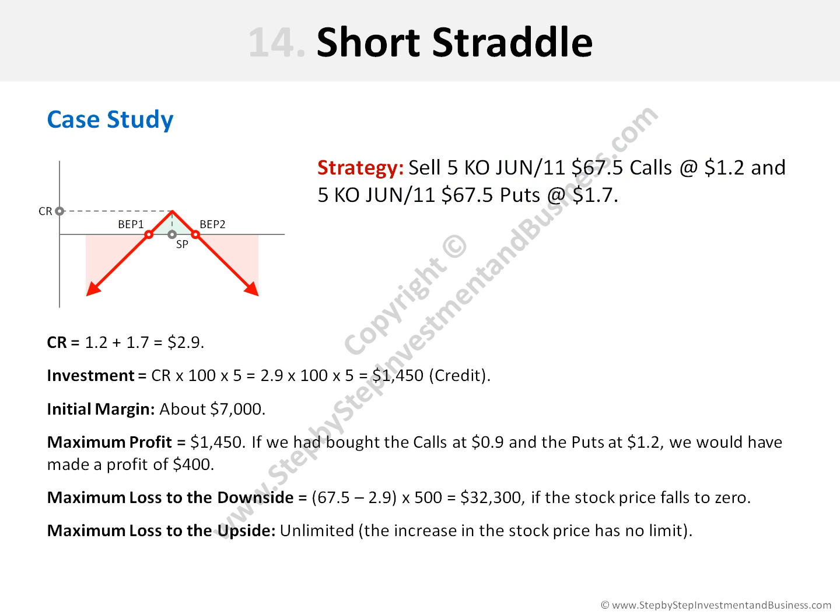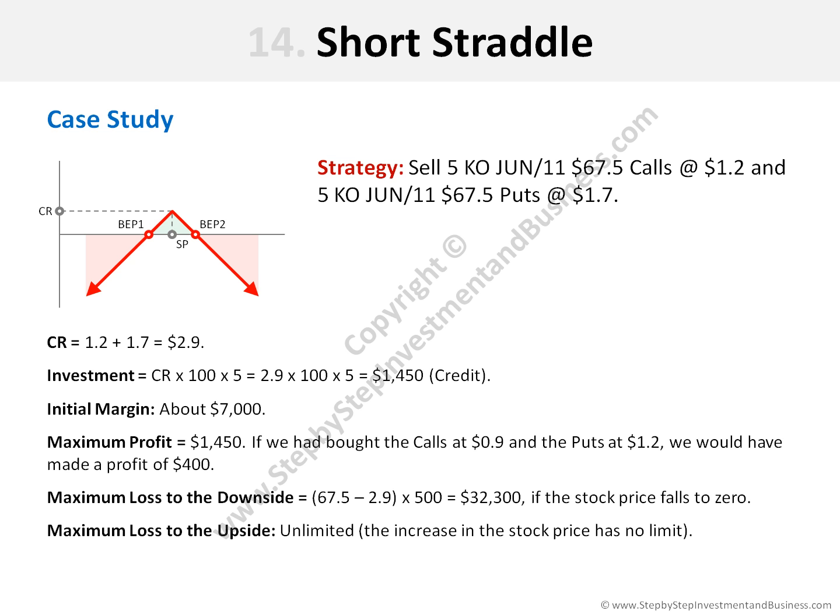Here we can see the numbers of our example. The strategy consisted of selling 5 Coca-Cola calls with a strike price of $67.5 and expiration in June 2011 at $1.2, and 5 puts with the same strike price and expiration at $1.7. The credit received is equal to the call premium plus the put premium. In our case, 1.2 plus 1.7, which is equal to $2.9. Therefore, our investment is equal to 2.9 multiplied by 100, which is the cost of the strategy per contract, multiplied by 5, which is the number of contracts. That's a total of $1,450. This money is credited to our account.